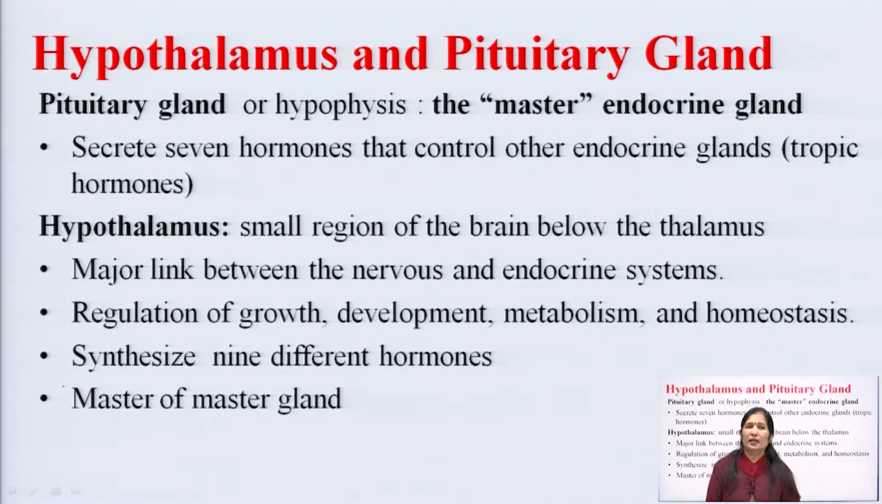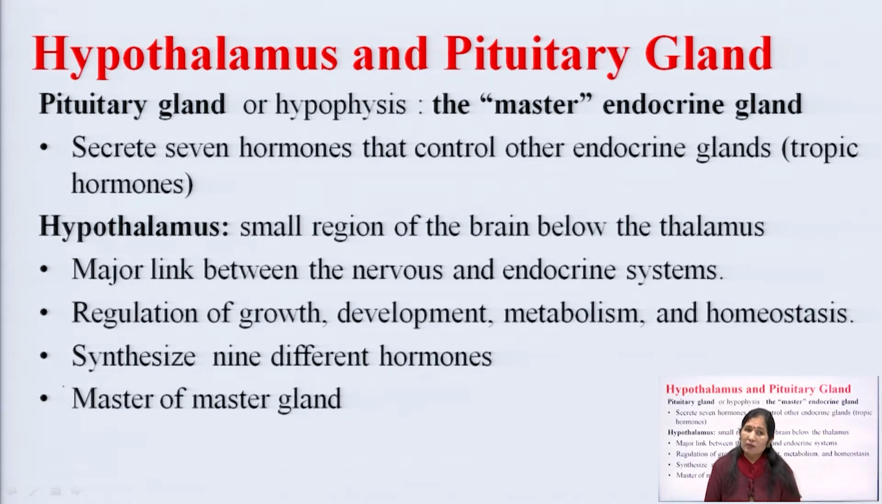Now, hypothalamus. Hypothalamus is the small region of the brain below the thalamus. Hypothalamus is the major link between nervous and endocrine system. It regulates growth, development, metabolism and homeostasis.